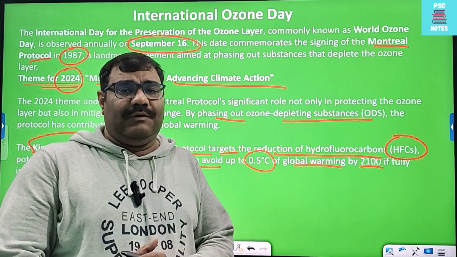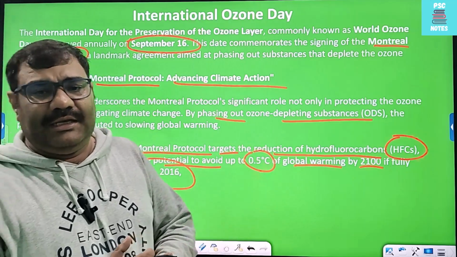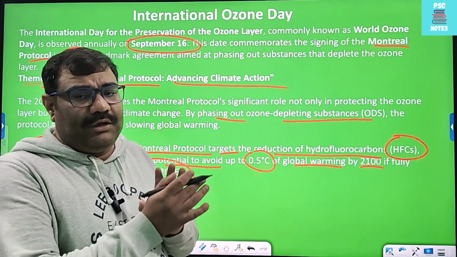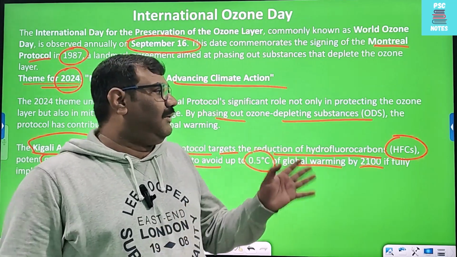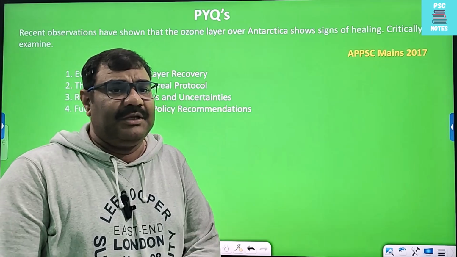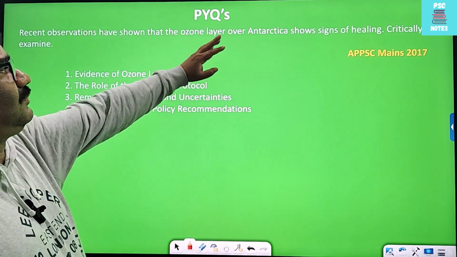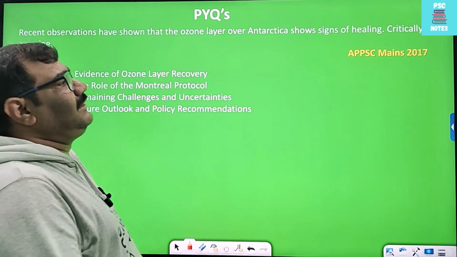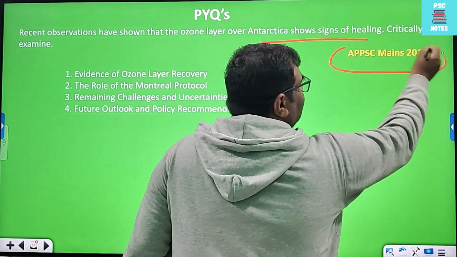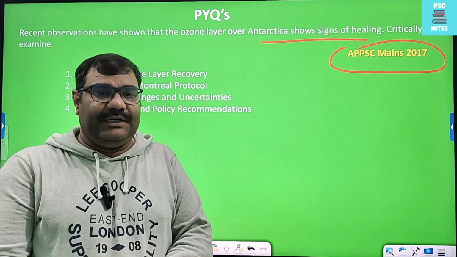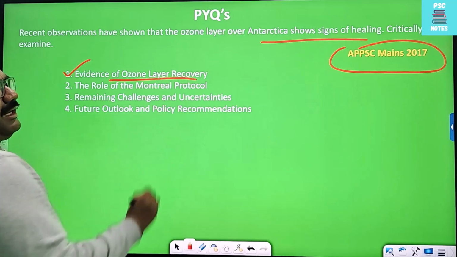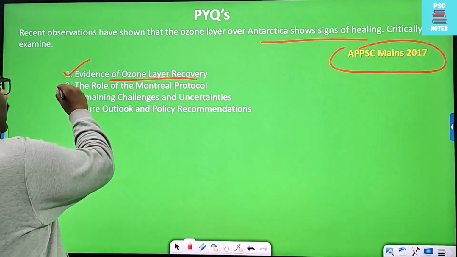Okay. Now we will first see this ozone layer. It is an important topic not only for the prelims but even for the mains examination. So we will cover first the mains questions which have been asked as previous year questions, then the prelims. First: recent observations have shown that the ozone layer over Antarctica has shown signs of healing. Critically examine. It was asked in APPSC Group 1 Mains 2017.